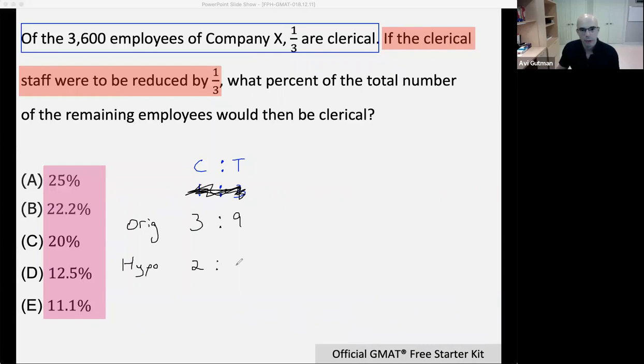What would be the total number of employees at this point if we reduced, in this hypothetical scenario, the number of clerical employees from 3 to 2? What would be the total number of employees in this hypothetical situation?